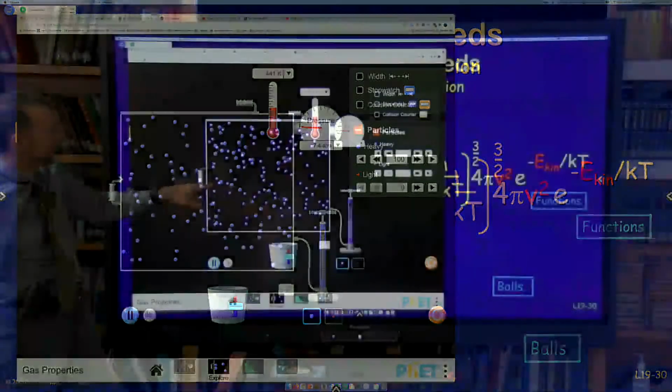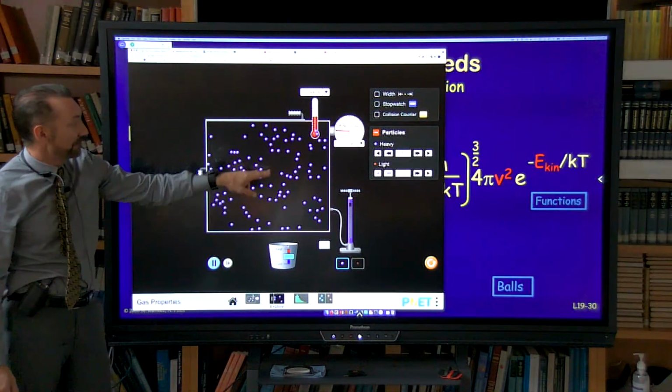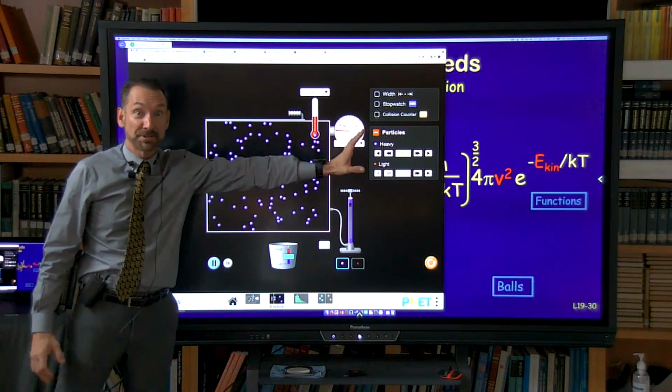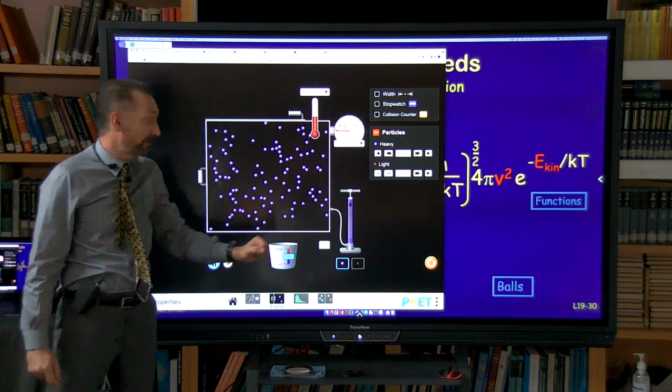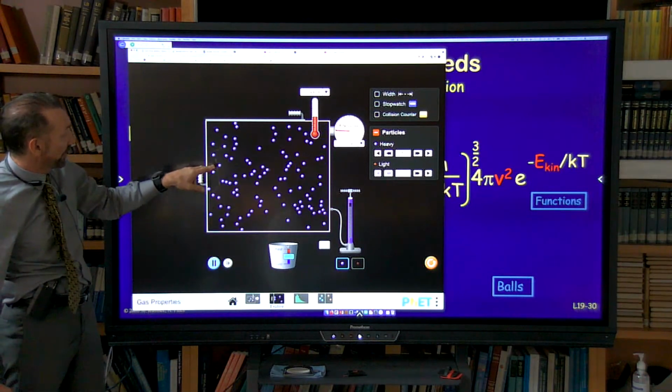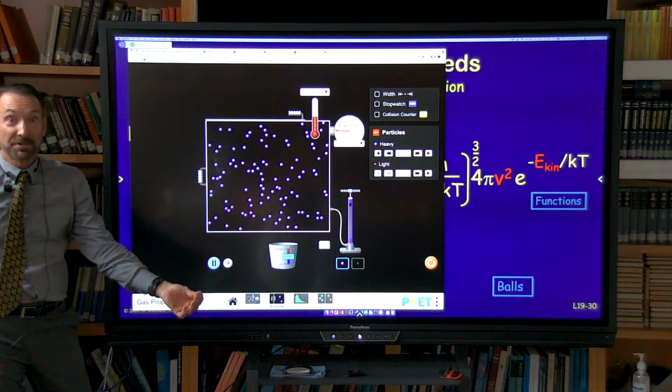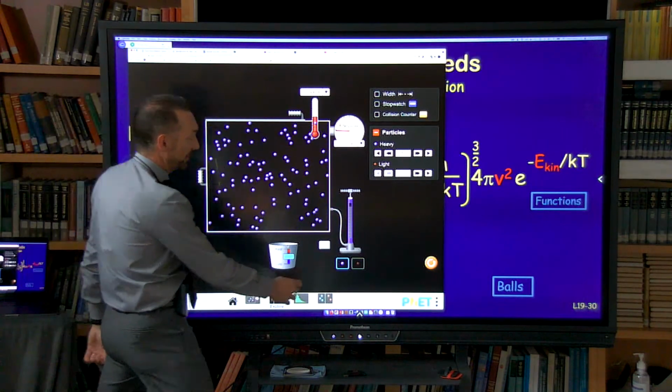We understand that. But the distribution of velocities changed. Now you have particles with higher velocities. More microstates are available. I can go to higher velocities. Still some particles are almost stopped in there, so there are some with very low velocity. There's a distribution.